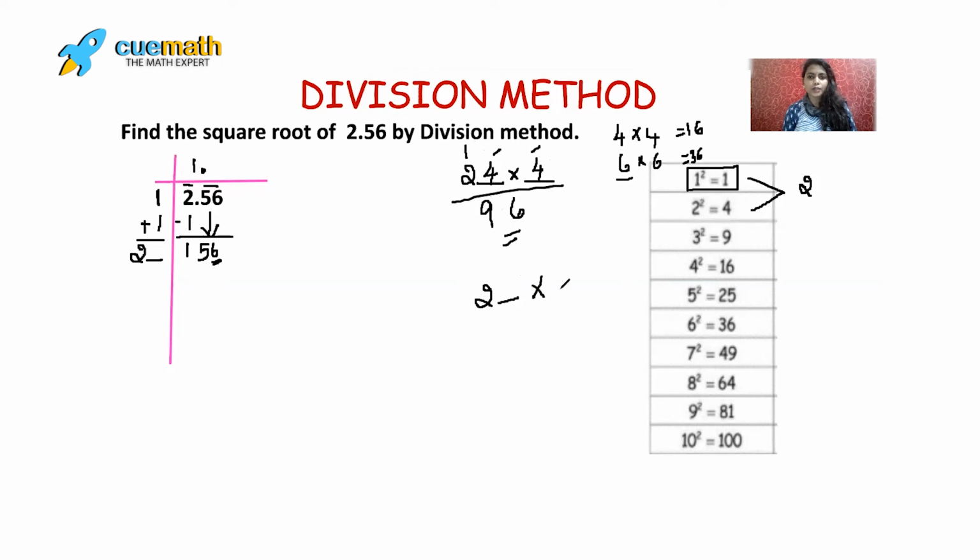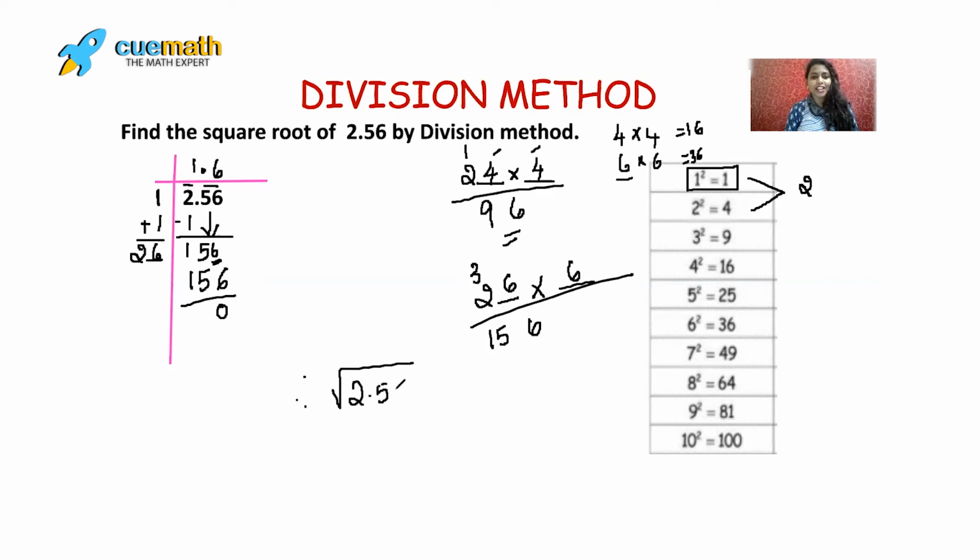2 dash times dash. In the dash, I would just fill 6. 6 times 6 is 36, 3 carry. 6 times 2 is 12, 12 plus 3 is 15. This is what I require. So I would fill 6 here and 6 here. That's nothing but 156, and I would get a remainder 0. Therefore, the square root of 2.56 would be just 1.6.